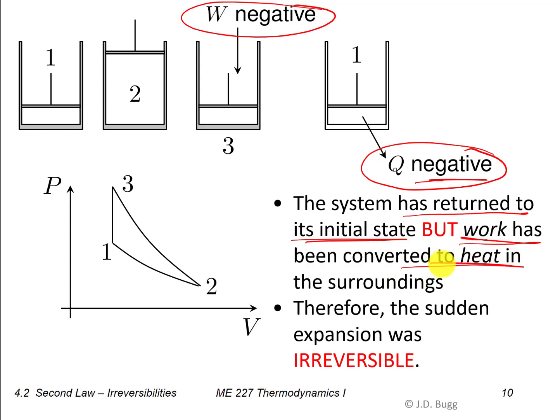So there has been an effect on the surroundings. So therefore we conclude that our original process, that sudden expansion, was irreversible. Notice sudden expansion and unrestrained expansion mean the same thing. So this is an irreversible process. So a sudden expansion like this, we want to get used to that as being an irreversible process. There's no way we can get that back to its original state without delivering some work to that system, which is going to be returned to us in the surroundings as heat. So work gets converted to heat.